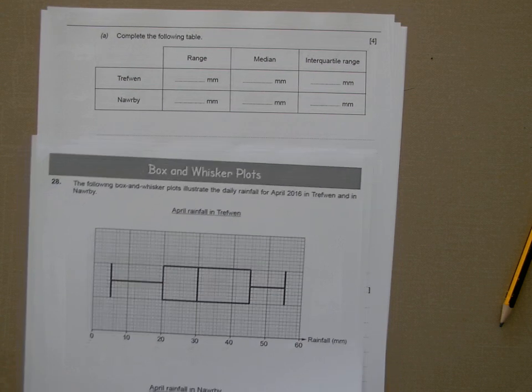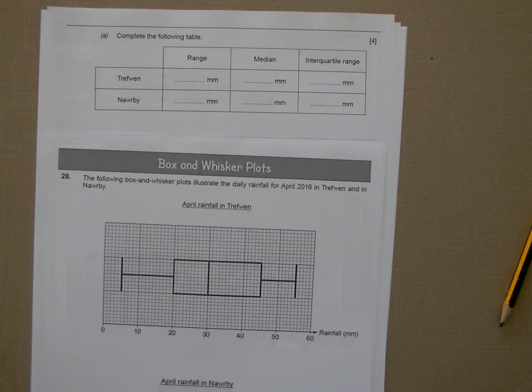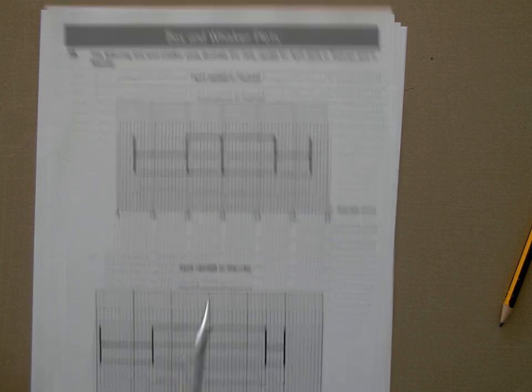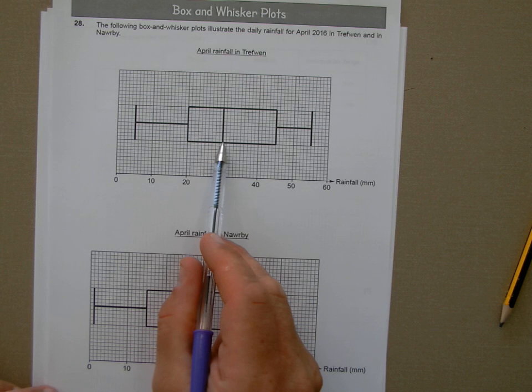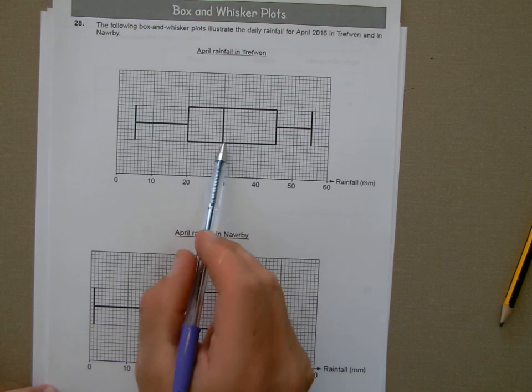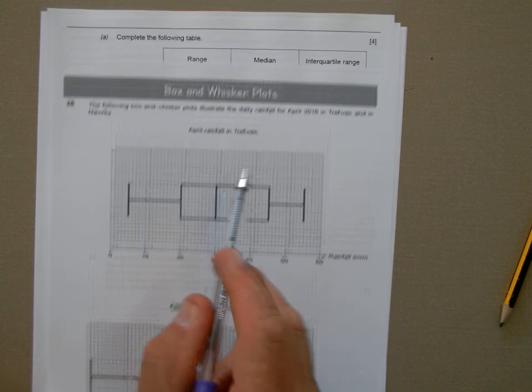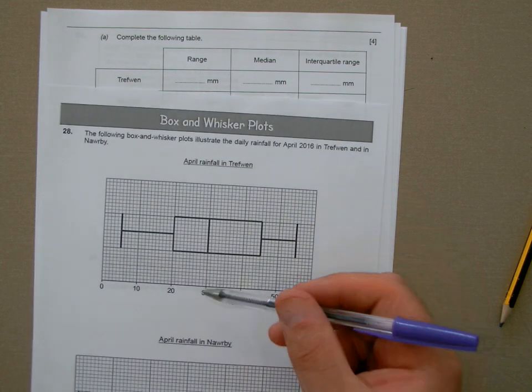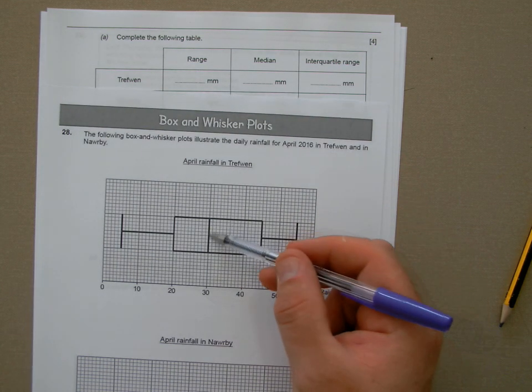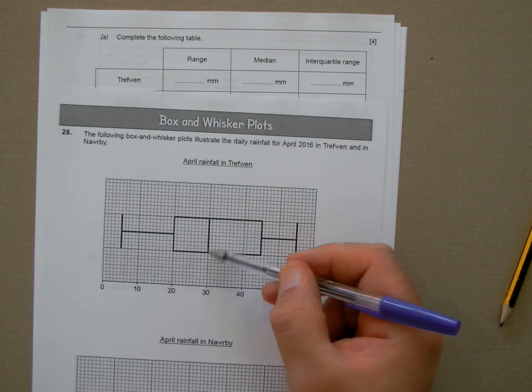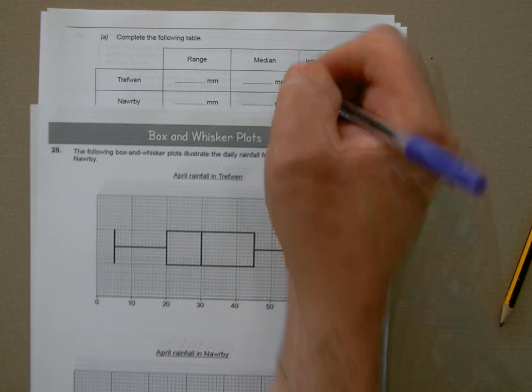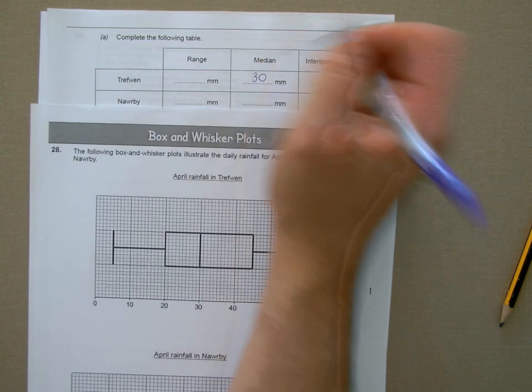So let's look at Trefwen to start with, okay? Now I always go for the median, because the median is in the middle of the box here, that middle line there, right? So it's easy, isn't it, in a way? So we can fill in, is it 30? Yeah? So the middle line there is 30, so the median is 30 for Trefwen, okay?